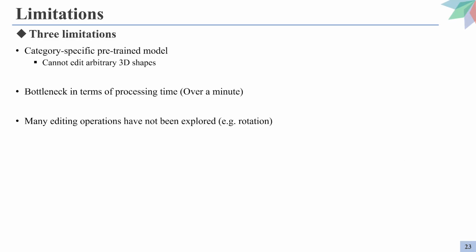And while the results seem appealing, there exist some limitations to this work. First, the pre-trained models are category specific, meaning that we cannot edit arbitrary shapes using a single pre-trained model. Second, there is a bottleneck in terms of processing time, which requires over a minute. And third, there are many editing operations that have not been implemented by the authors, such as rotation.